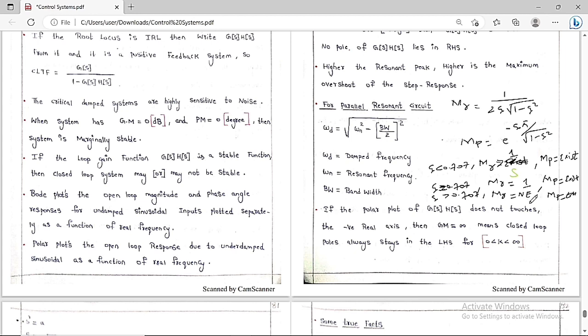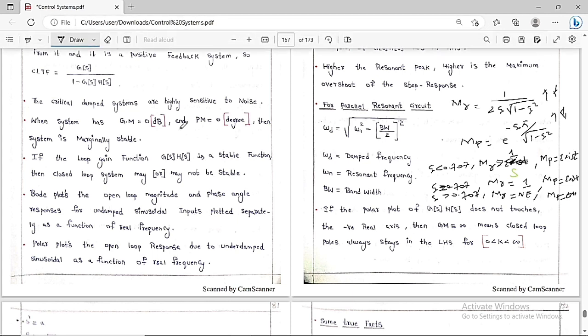So whenever MR increases, MP also increases. MR is the specification in the frequency domain and MP is the specification in the time domain. As MR increases, MP also increases. So the higher the resonant peak, the higher is the maximum overshoot of the step response. This you always have to keep in your mind.